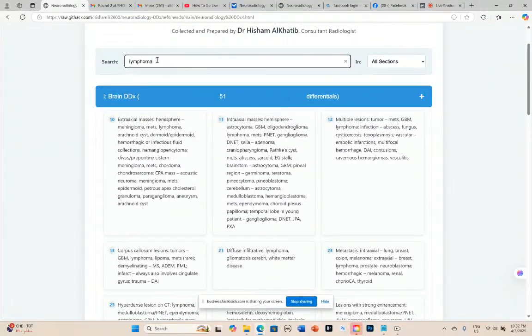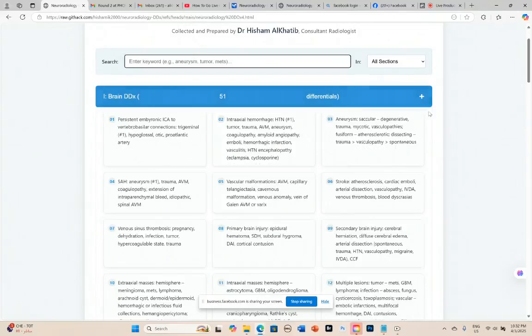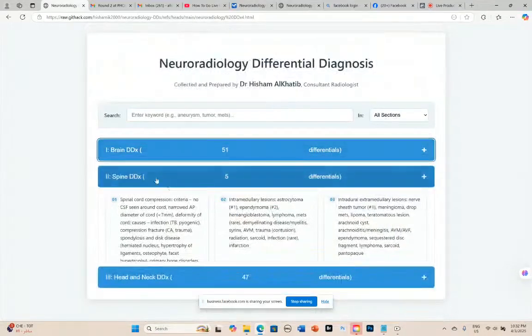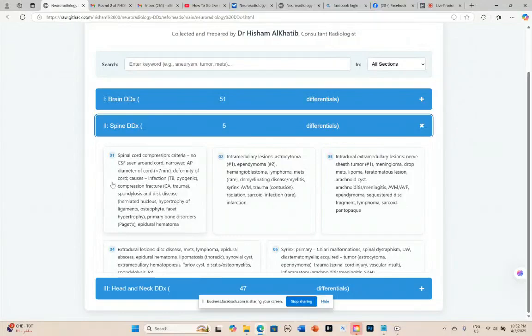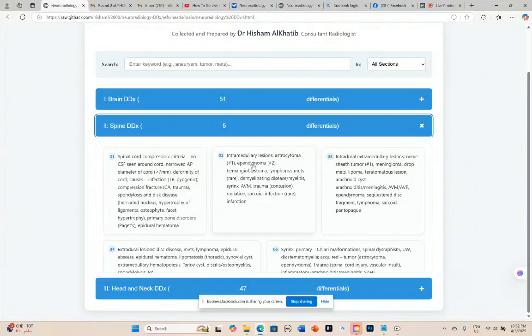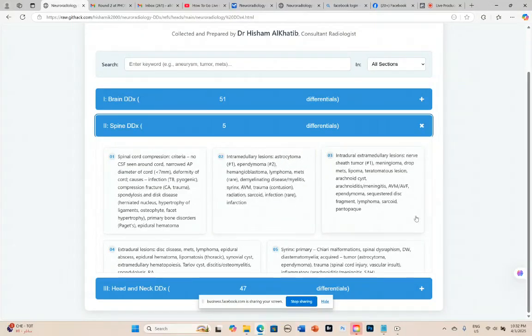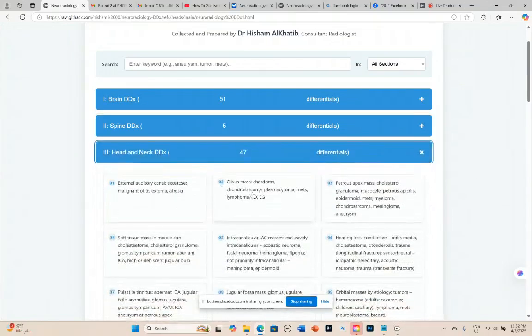Also, we can see the differential diagnosis of the spine. We have about 5 differential diagnoses in the spine, including spinal cord compression, and intramedullary lesions like astrocytoma, ependymoma, hemangioblastoma, etc. And we have intradural extramedullary lesions. We also have the head and neck differential diagnoses, and we have 47 differential diagnoses.